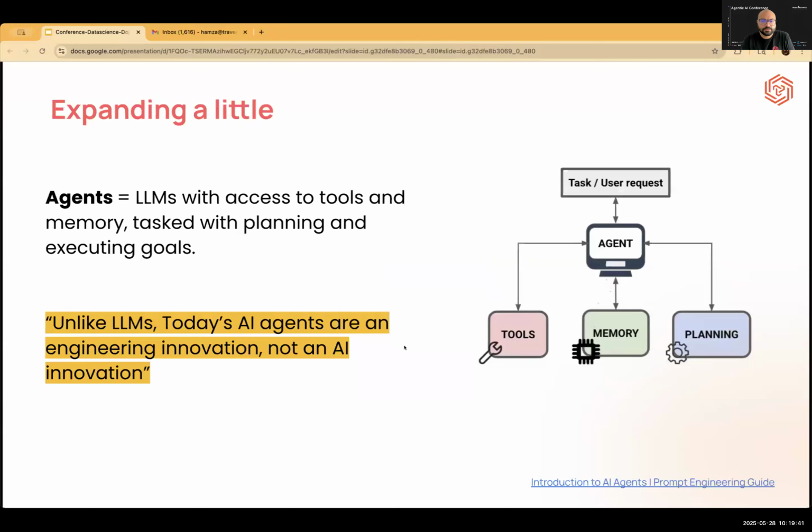So if we were to expand this a little more, what are agents? Agents are LLMs with access to tools and memory, tasked with planning and executing goals. And unlike LLMs, today's AI agents are an engineering innovation, not an AI innovation. Now, if you were to take nothing from this session but just one thing, just remember this: unlike LLMs, AI agents are an engineering innovation, not an AI innovation.